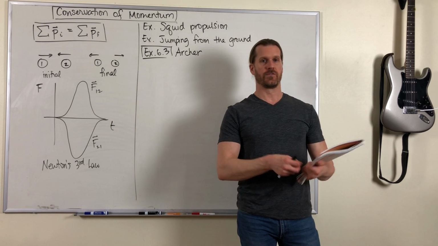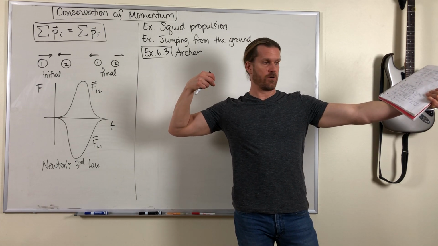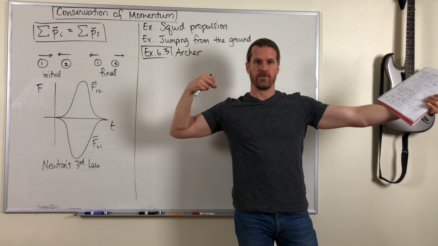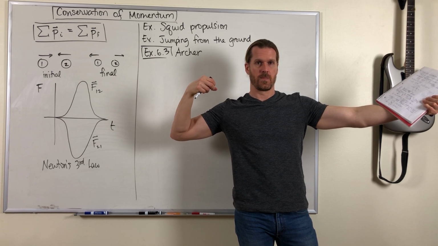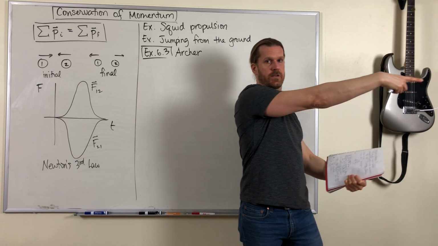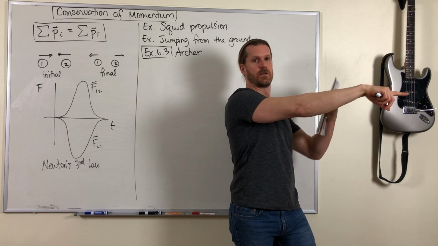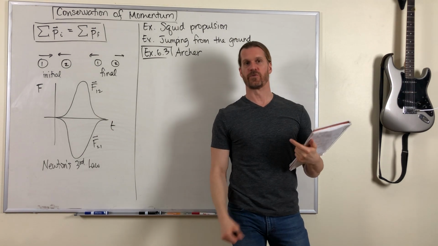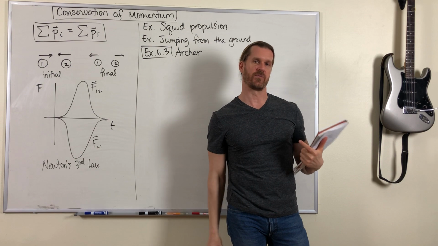So the idea is if you shoot an arrow, you initially have zero momentum for the system. Now you let the arrow go, it has momentum going that way. And so you get a recoil. You acquire momentum going the opposite direction.